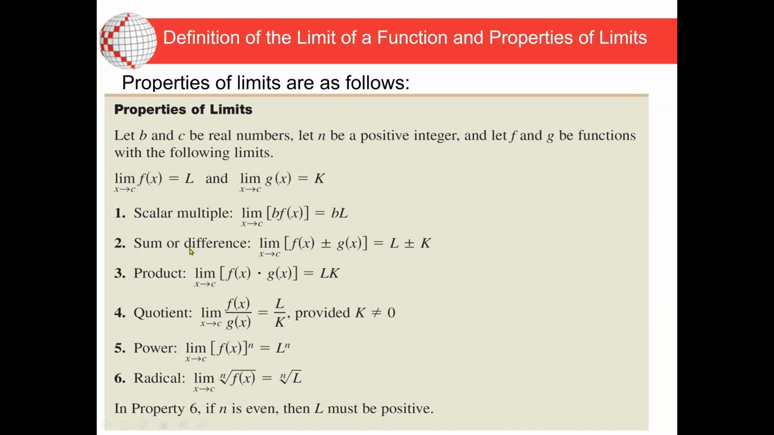Also, the sum or difference, if we have the limit of f(x) plus or minus g(x) as x approaches c, we know that the limit of f(x) is L, the limit of g(x) is k. So we have L plus or minus k. Also, we have the product rule. If we have the limit of f(x) multiplied by g(x) as x approaches c, then we multiply the two, so it will be L times k.